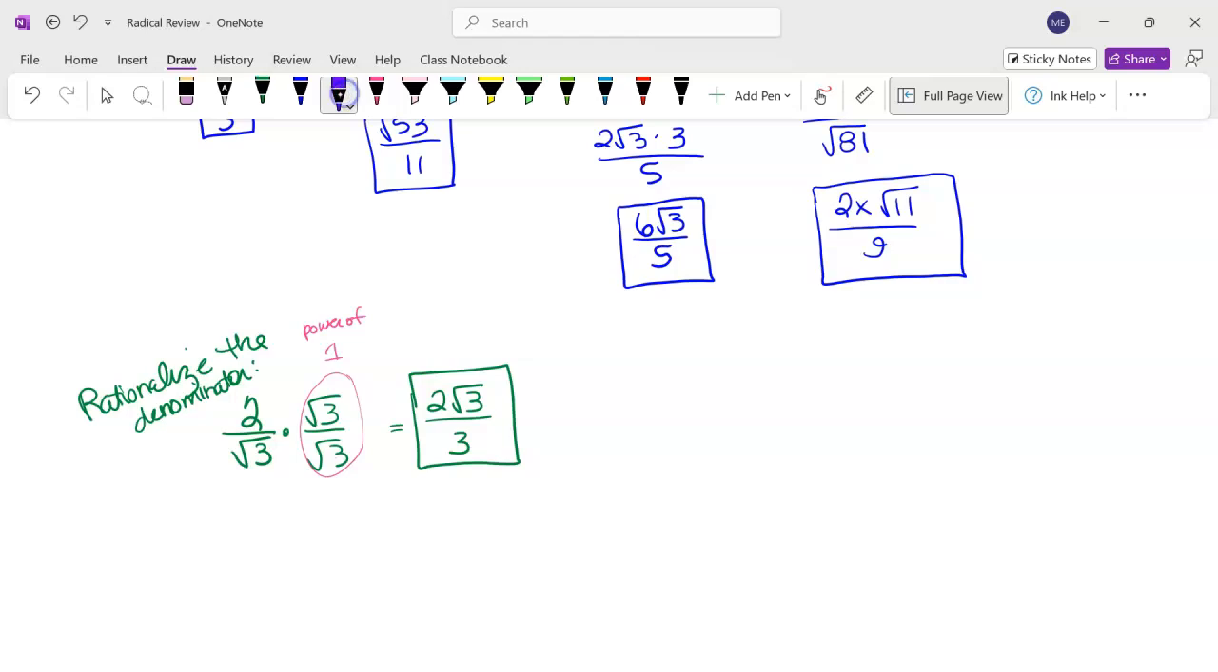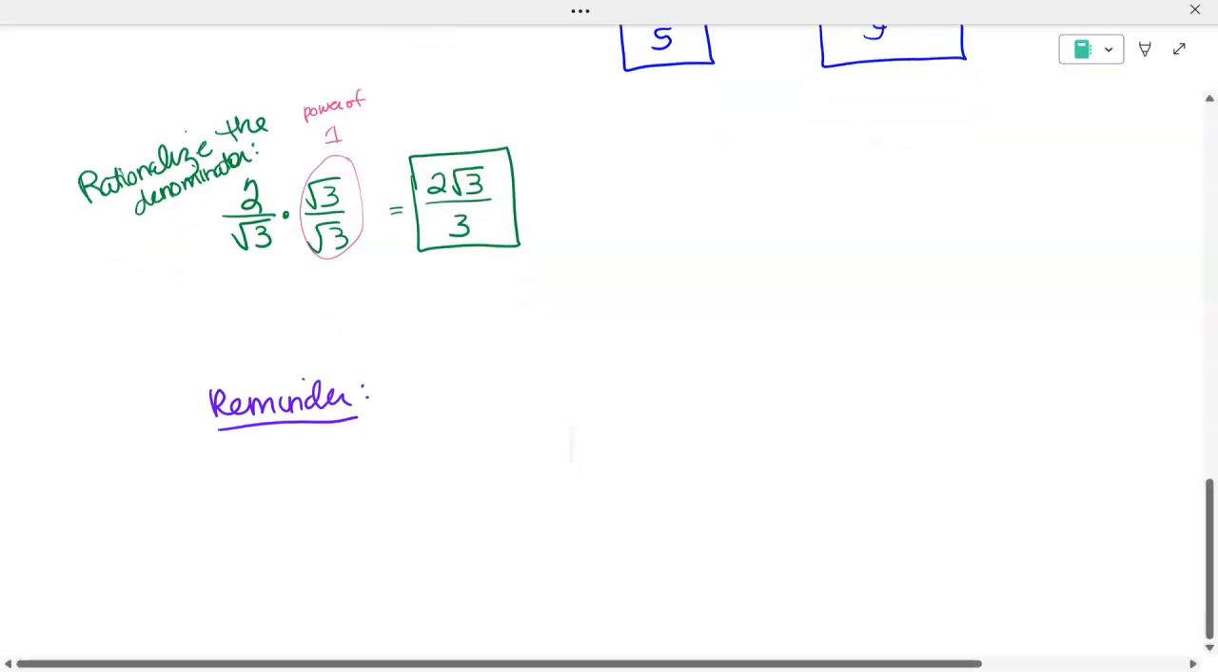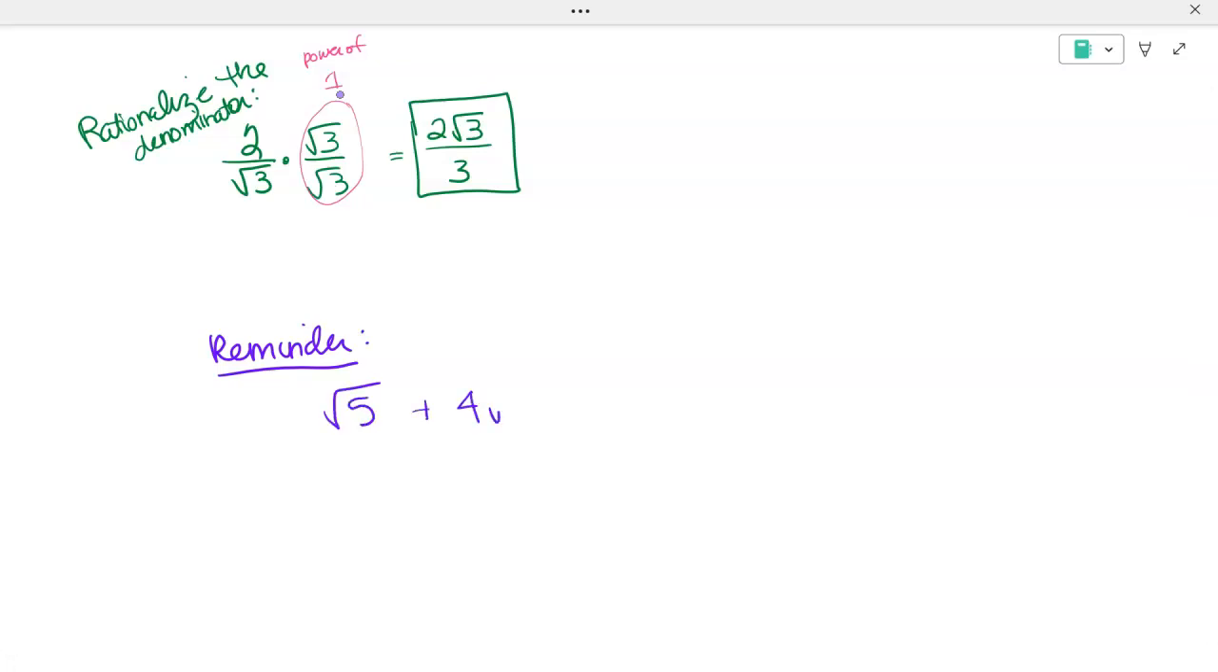Now the last thing that I want to remind you of is that when you are adding or subtracting numbers, be careful about combining like terms. If you had the square root of 5 plus 4 square root of 5 minus 3 square root of 5, you can add all of these coefficients. These are all like terms. The coefficient of this first term is just an understood 1. So you have 1 plus 4, which gives you 5, minus 3, which gives you 2 radical 5.